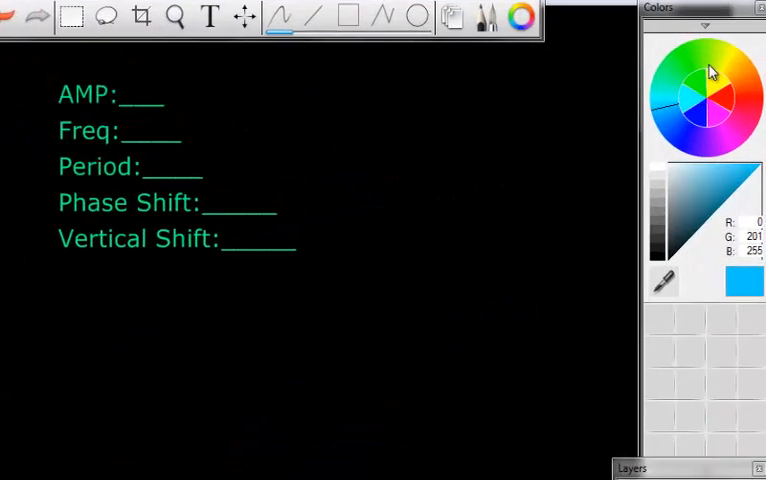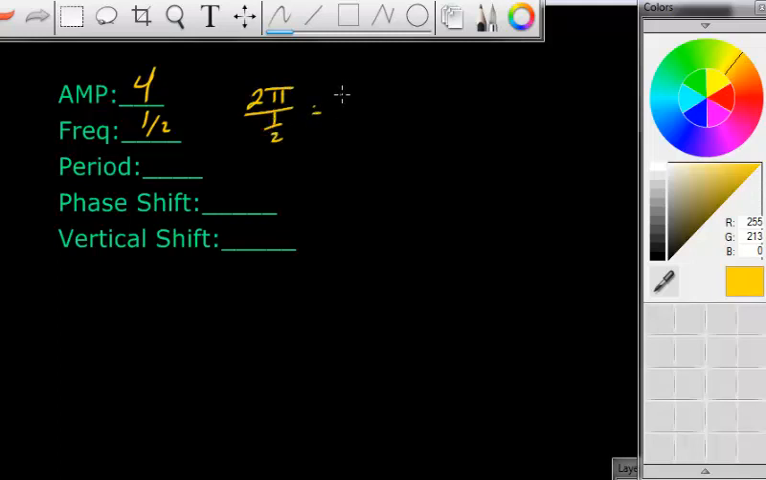Yeah, the amplitude is going to be 4, because that's right there. The frequency, what did you guys get for the frequency? 1/2, correct. That is 1/2. That's pi over 2, which is 1/2 pi. The period is going to be 2 pi divided by 1 over 2, which is 4 pi. So the period would be 4 pi.